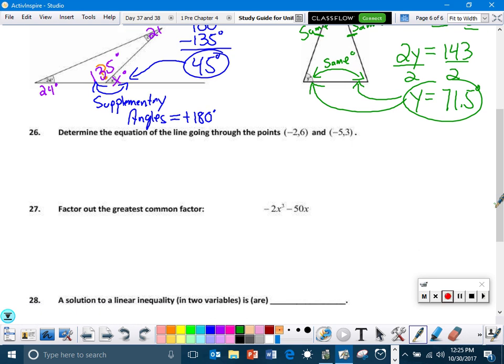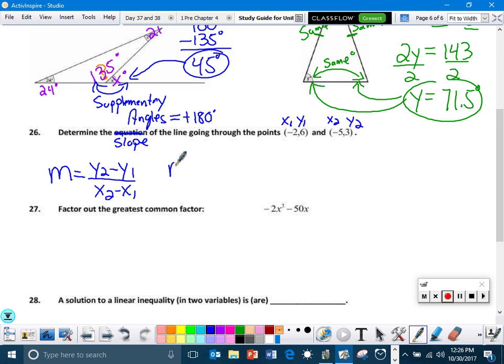All right, number 26, a little bit of intermediate algebra. Determine the equation. Okay, we're going to cross this off and we're going to say determine the slope of the line that goes through those 2 points. We're just going to do slope. So remember, slope is y2 minus y1 over x2 minus x1. I'm going to label my points. This is x1, this is y1. This is x2, this is y2.